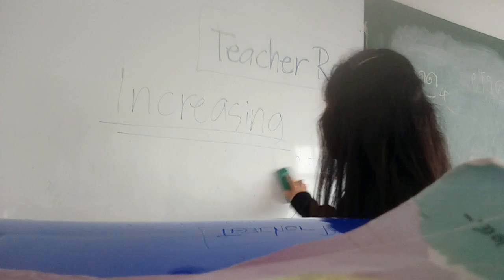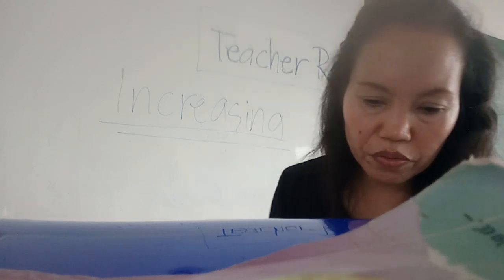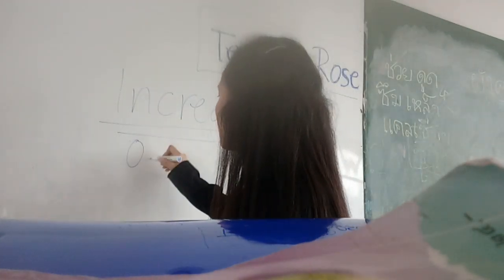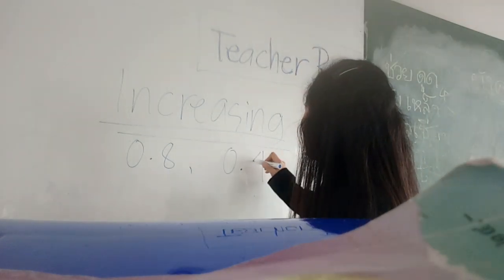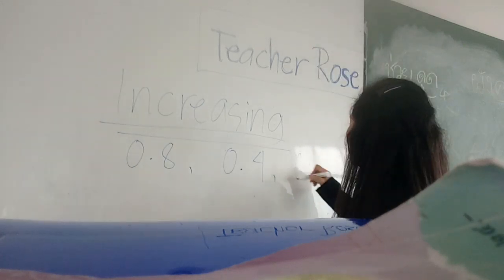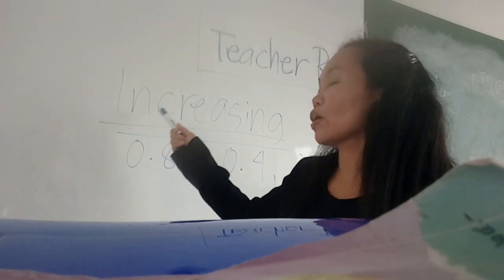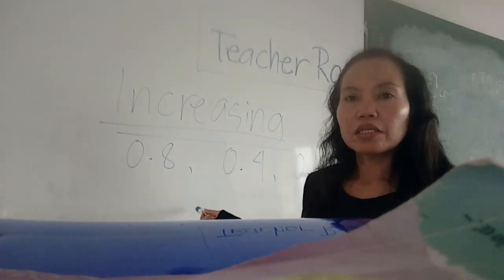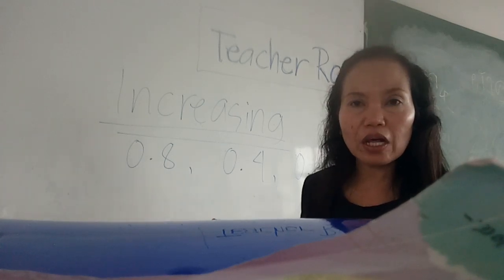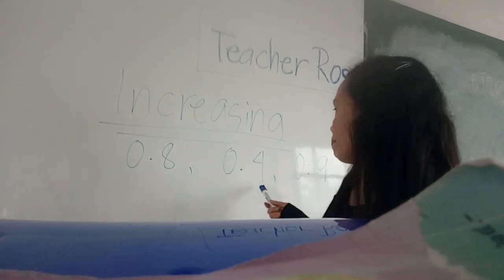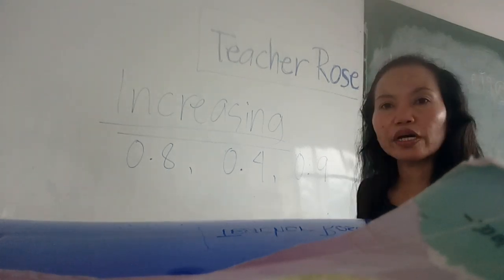Do you want to have some more examples? Okay, we're going to have some more examples. How about this example? 0.8, 0.4, and 0.9. So, we will arrange this in increasing order. We are going to find the smallest decimal number first. So which is the smallest here? Is it 0.8? Is it 0.4? Or is it 0.9?